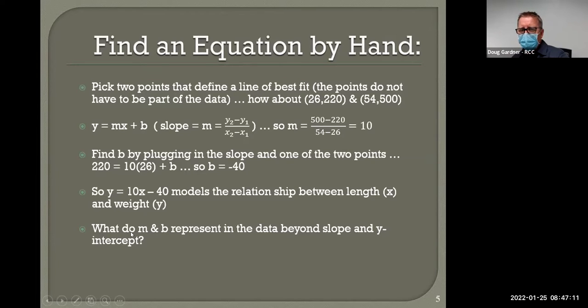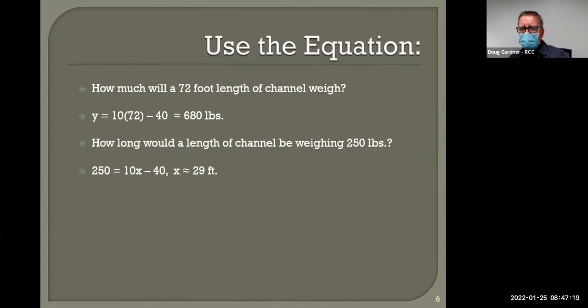And then I'm highlighting here something I just told you a minute ago. What do m and b represent in the data beyond slope and y-intercept? This is the same illustration, length and weight. So being able to use this for something, again, now that I have an equation, then I can use it for stuff. How much will a 72-foot length of channel weigh? Oh, I put 72 in, calculate this, and I get 680 pounds.